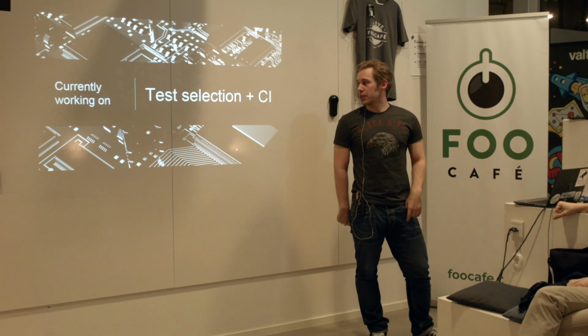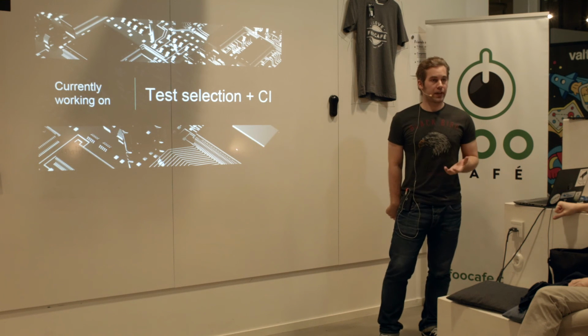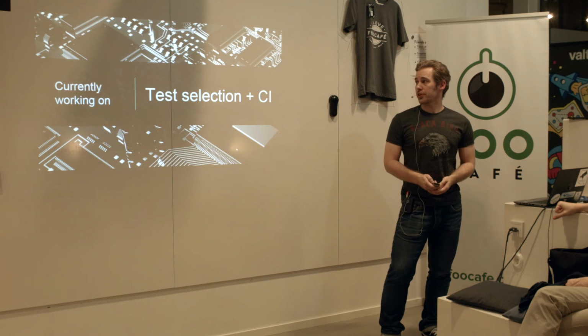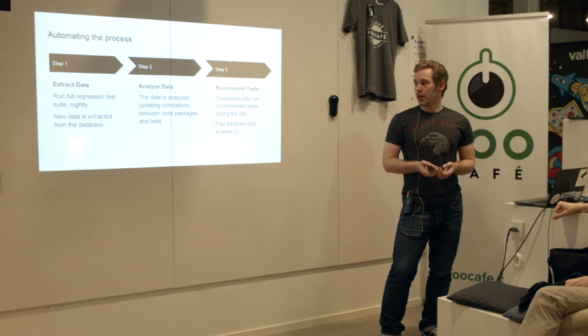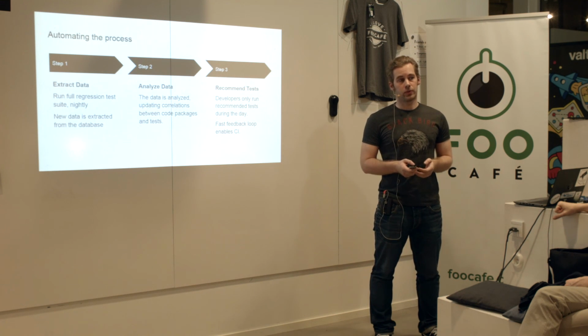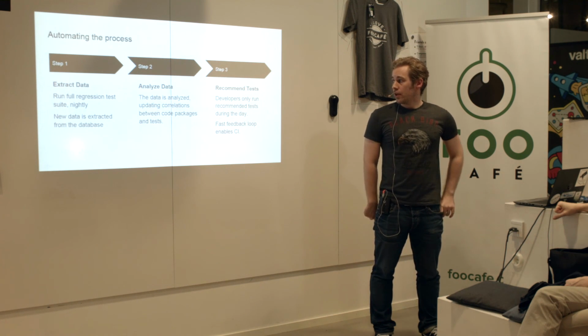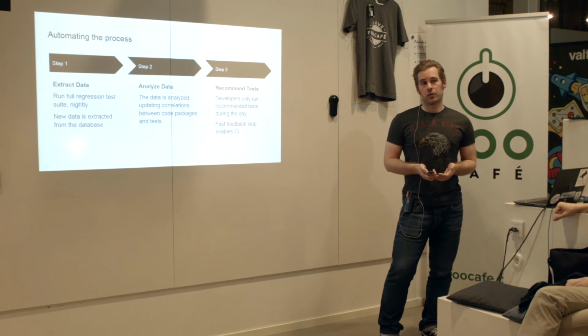Currently, I'm working on actually implementing this in practice, integrating it with our current continuous integration framework. And I want the process to be totally automated. So daily or nightly, you run the full regression test suite, extract the new data from the database, analyze it, and update the correlations with the new data. And then at the end, developers can choose to run only the set of recommended tests if they want to save time and have a faster feedback loop for continuous integration.